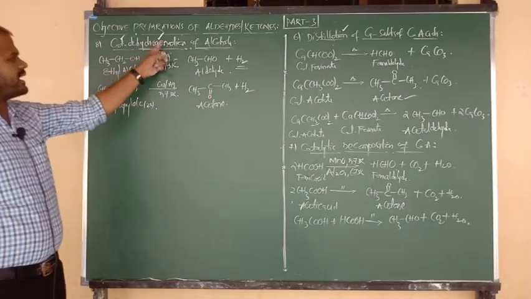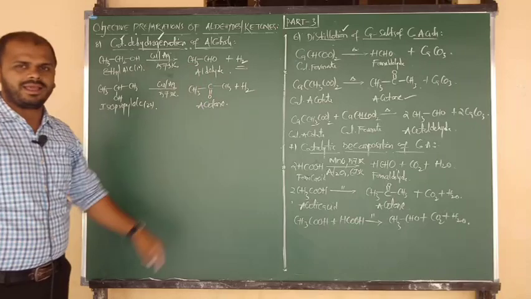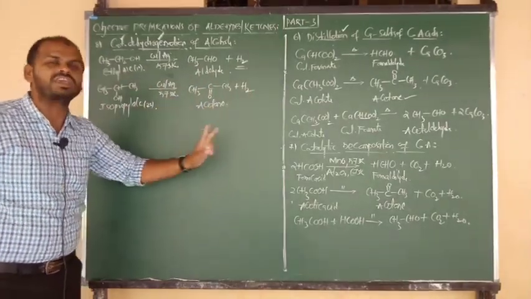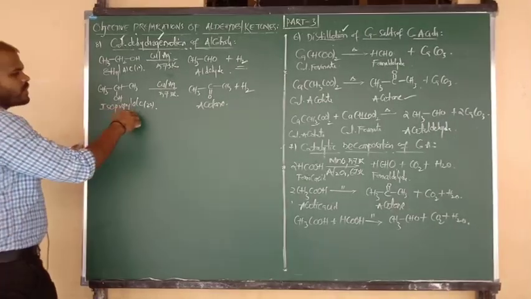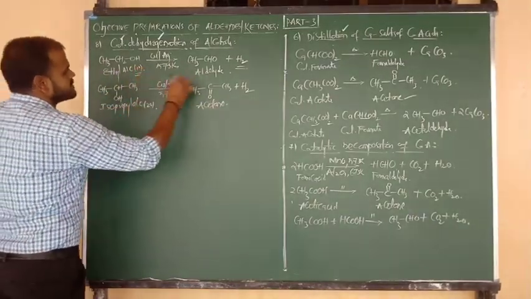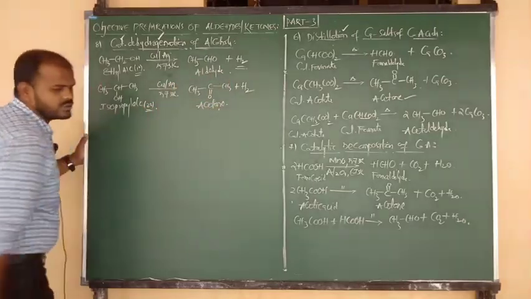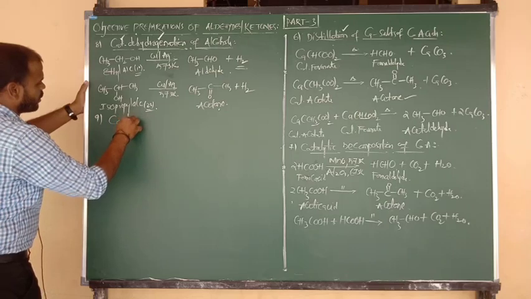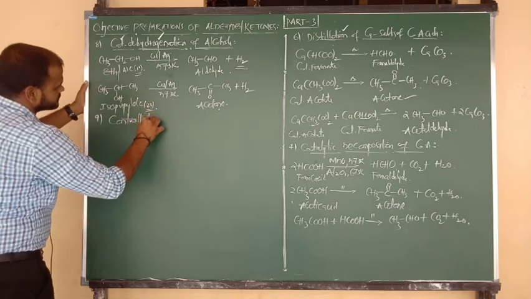Primary alcohols upon catalytic dehydrogenation give aldehydes. Secondary alcohols upon catalytic dehydrogenation give ketones. So isopropyl alcohol gives acetone and ethyl alcohol gives acetaldehyde. Primary alcohols give aldehydes and secondary alcohols give what? Ketones. Next, let us go to controlled oxidation of alcohols.